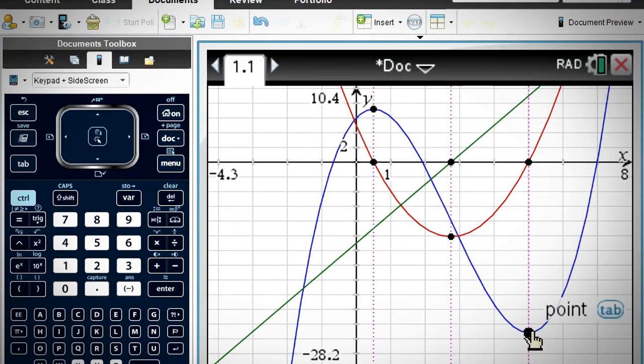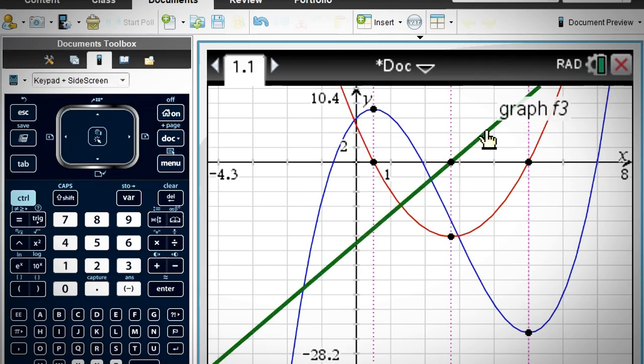Then my graph is increasing again on this final interval from the minimum point to infinity. And if I come up here to my first derivative, I notice that my first derivative is positive on that interval, which indicates that I have a positive slope on my function.